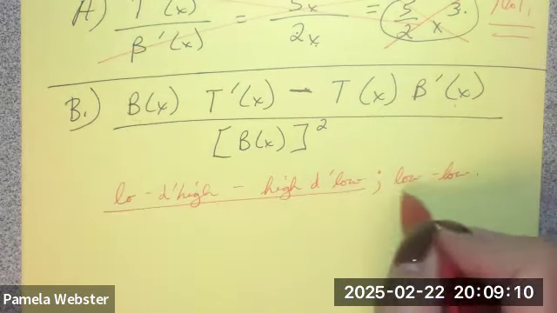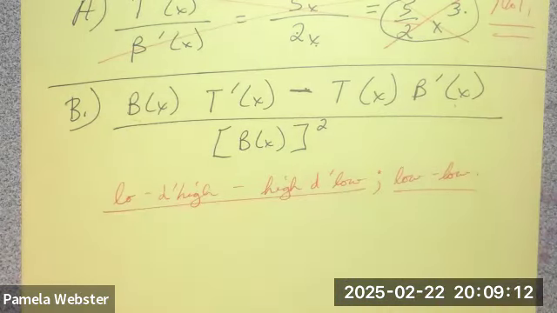Okay. And that's the way I remembered it. The low guy, the bottom guy, times the derivative of the top guy: low D high, high D low, low low. That's the way I say it in my head every time I go to take a quotient rule. Low D high, high D low, low low.